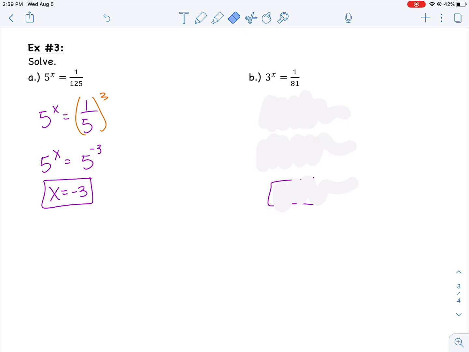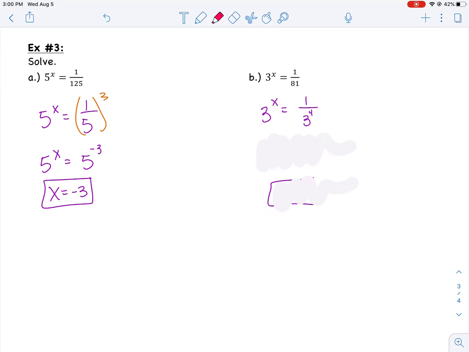All right, let's try b then. b has the same idea. We have 3 to the x is equal to 1 over 81. Definitely not the same base. And I can't break down 3 any more than it already is. So let's break down the 81. Well, I know that 81 is really the same thing as 3 to the 4th power. But I don't want a 1 over 3 and then a 3 over 1. Those aren't the same base. I want them to be the same base. Hopefully both whole numbers if I can help it.